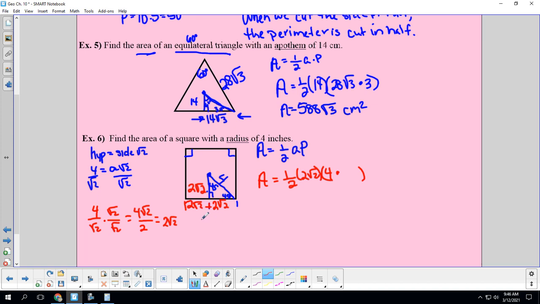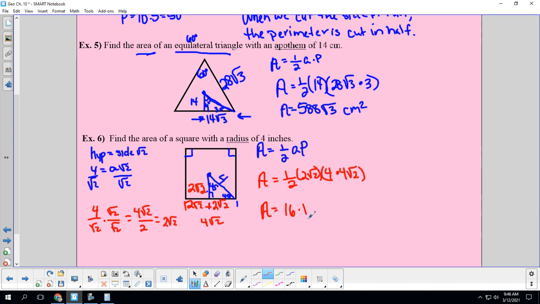So 2 root 2 plus 2 root 2 is 4 root 2s. Okay. 4 root 2. So we just double the number. When you're doing this calculation, you just double the number in the front. So if half of it is 2 root 2, the whole of it is 4 root 2. All right, and let's combine all the whole numbers together. Half of 2 is 1. 1 times 4 is 4. 4 times 4 is 16.